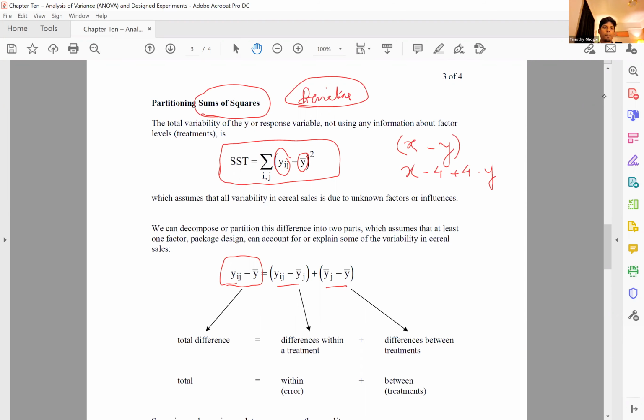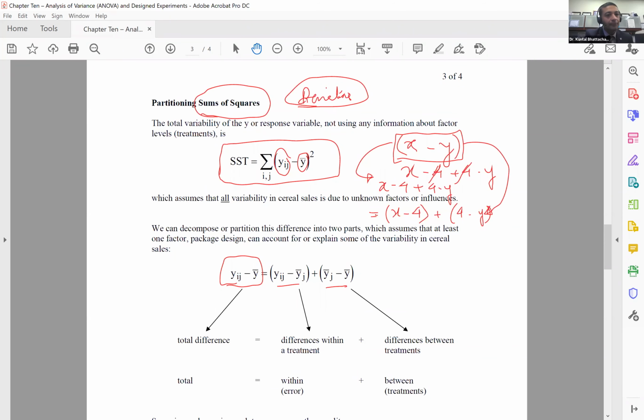Yes, because your negative 4 and positive 4 cross out, and so essentially this is the same as x minus y, right? So in other words, I can write this expression x minus y as x minus 4 plus 4 minus y, and now suddenly I can rewrite this again as two buckets. One is x minus 4, one is 4 minus y, and they still mean the same thing as this original expression. Everybody with me?